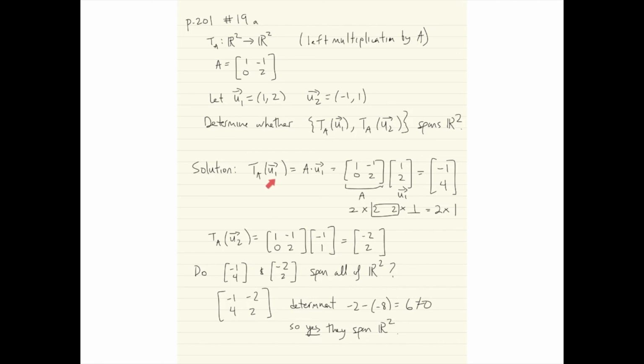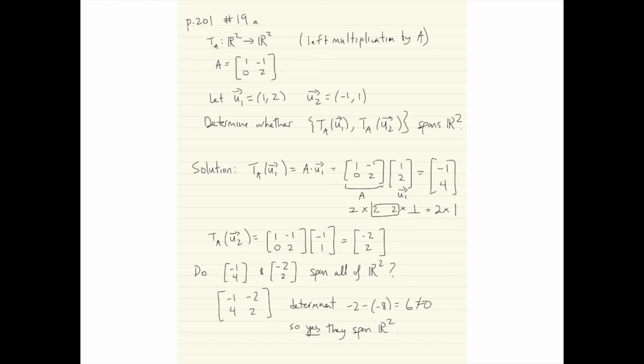So T sub A of U1 is the matrix multiplication A times U1. I've done the matrix multiplication here. A is a 2 by 2 matrix. U1 is a 2 by 1 matrix. The result is going to be a 2 by 1 matrix. Similarly, I compute TA of U2.